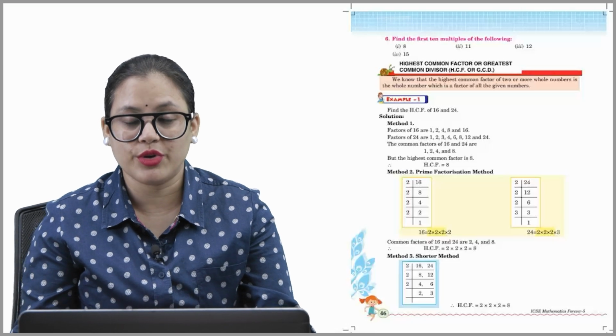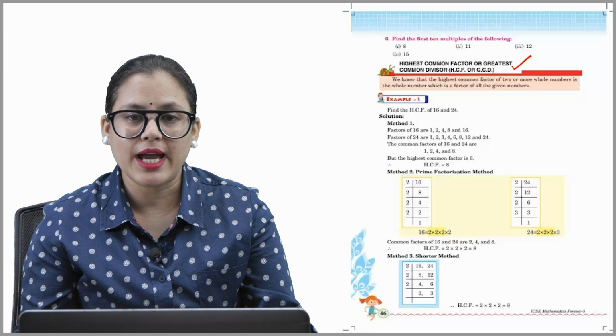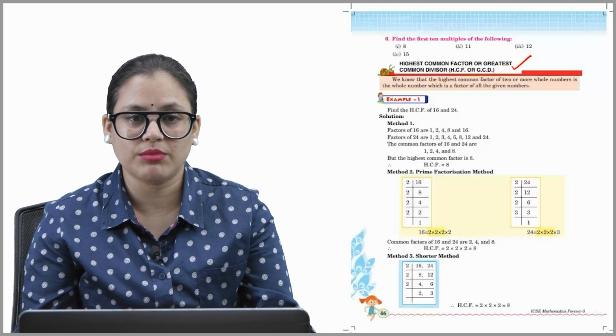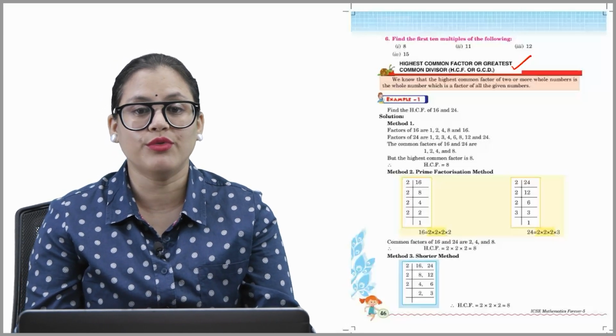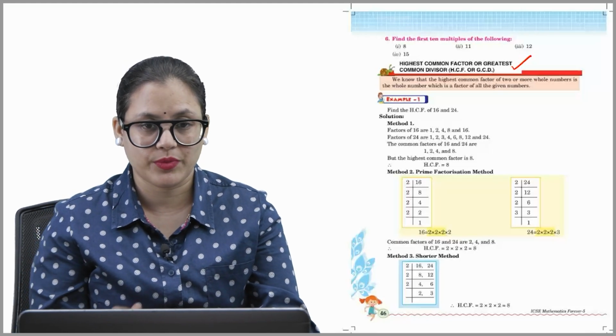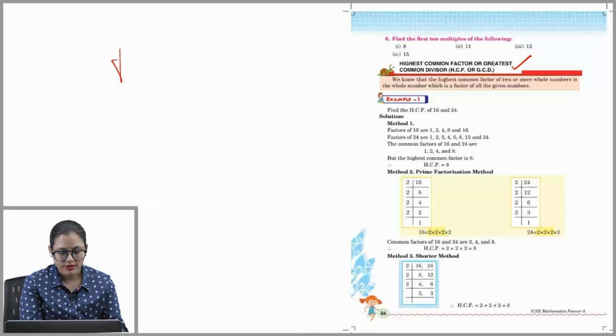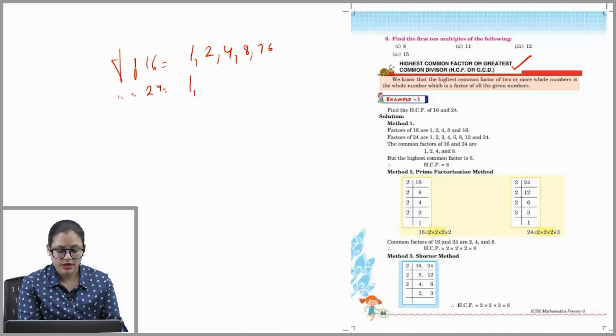Highest common factor or greatest common divisor, HCF or GCD. We know that the highest common factor of 2 or more whole numbers is the greatest whole number which is a factor of all the given numbers. Example, we have to find the HCF of 16 and 24. The first method is, first we will write the factors of 16. Factors of 16: 1, 2, 4, 8, 16. And factors of 24: 1, 2, 3, 4, 6, 8, 12 and 24.